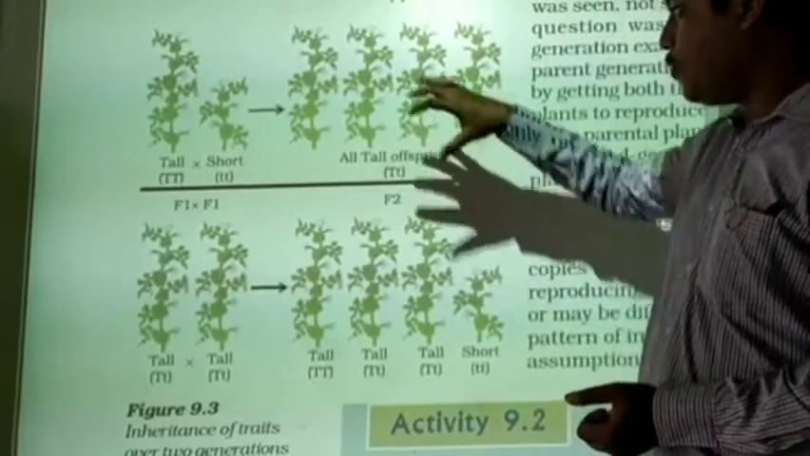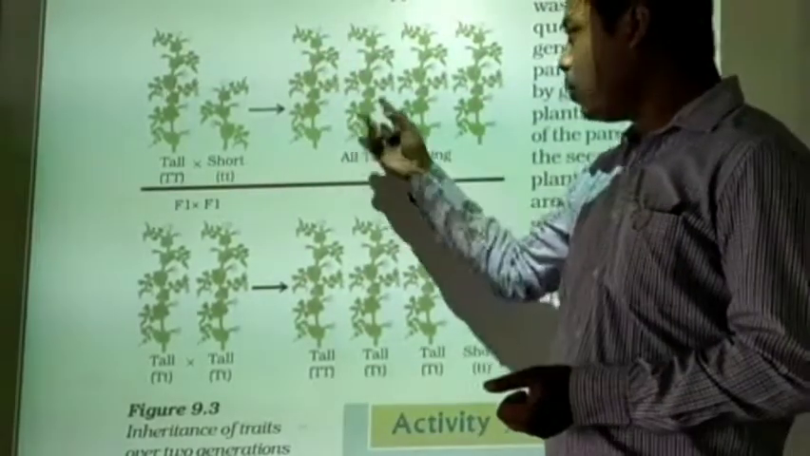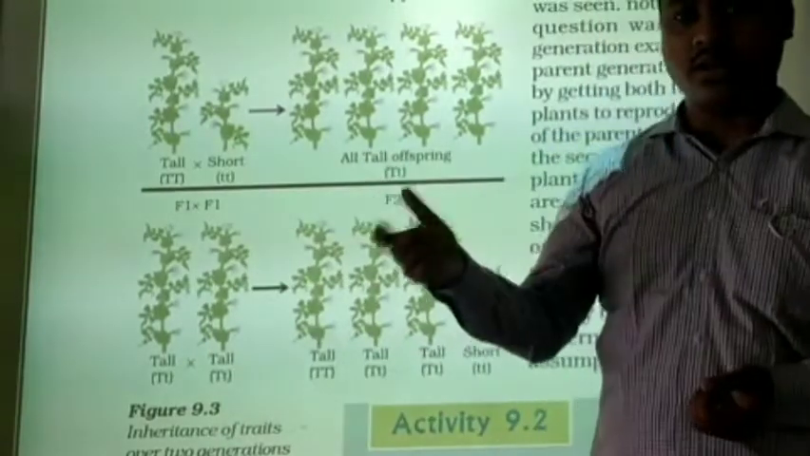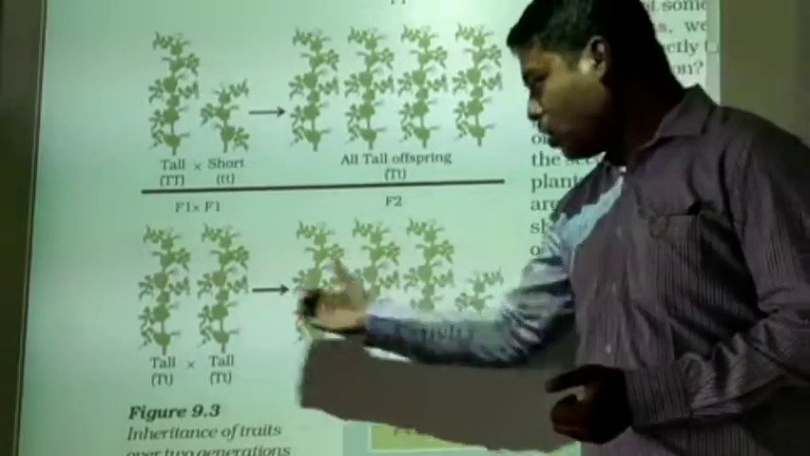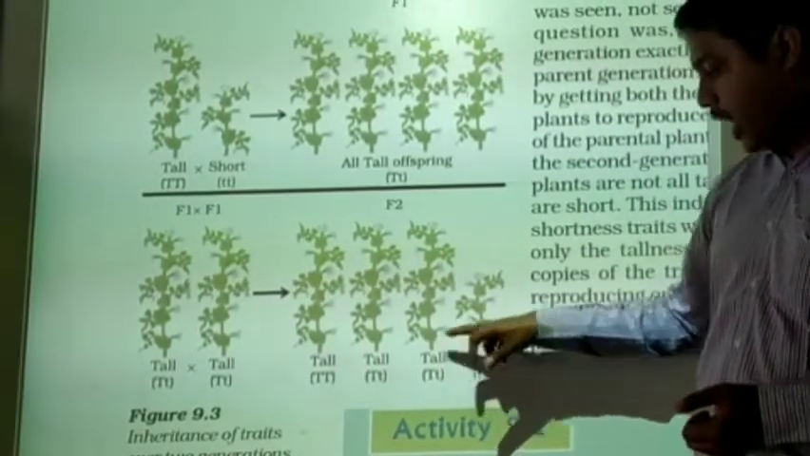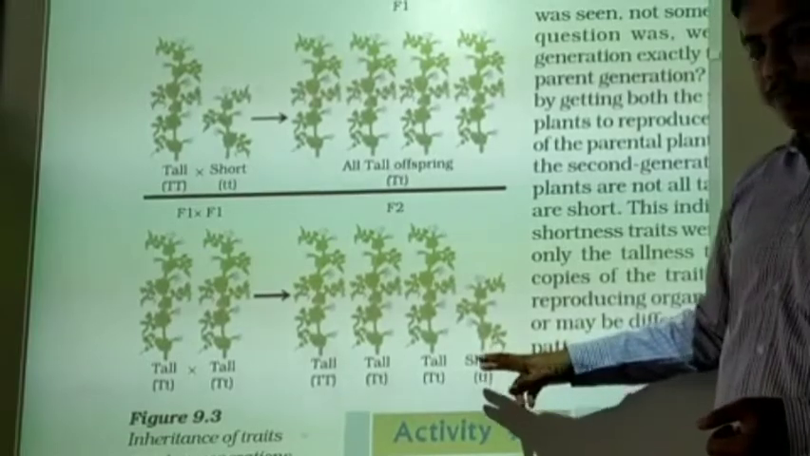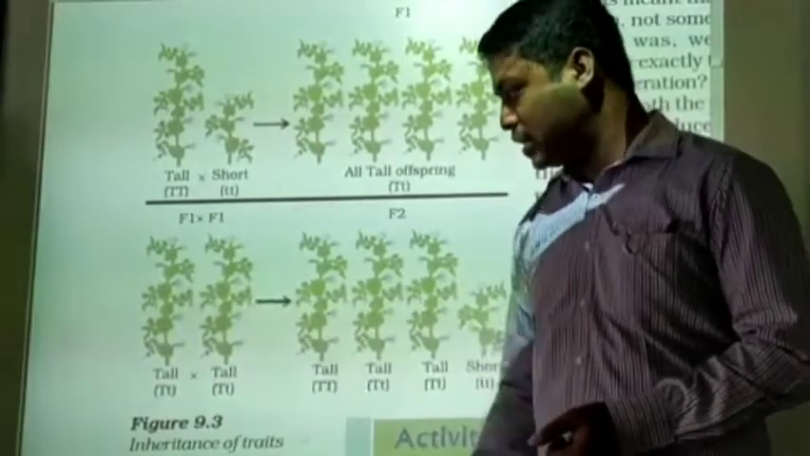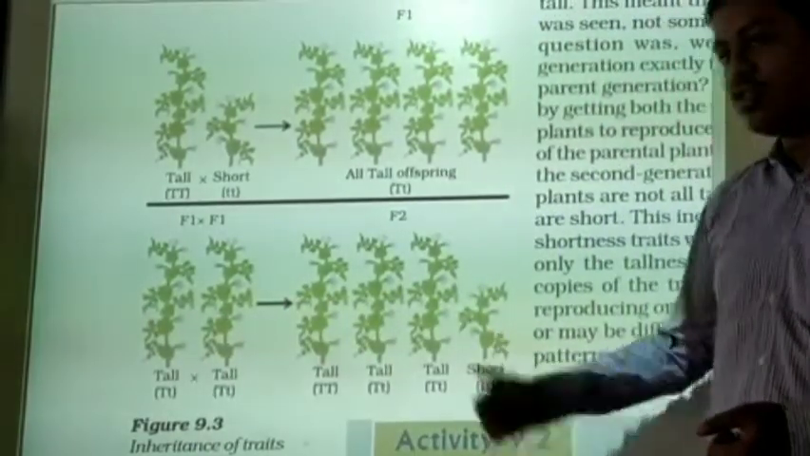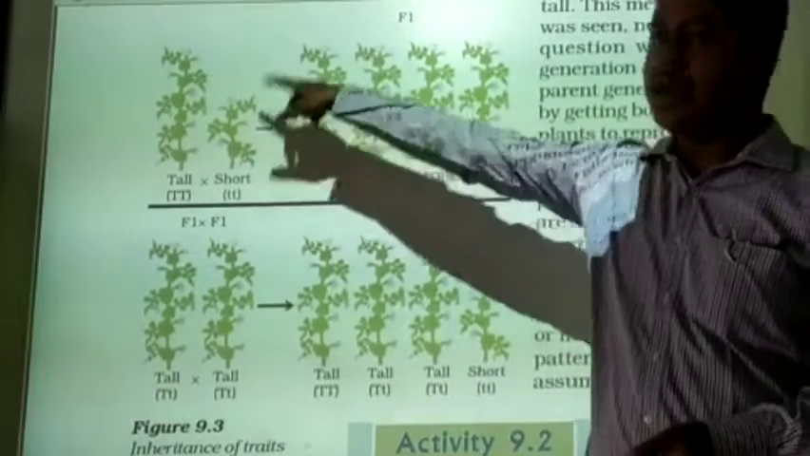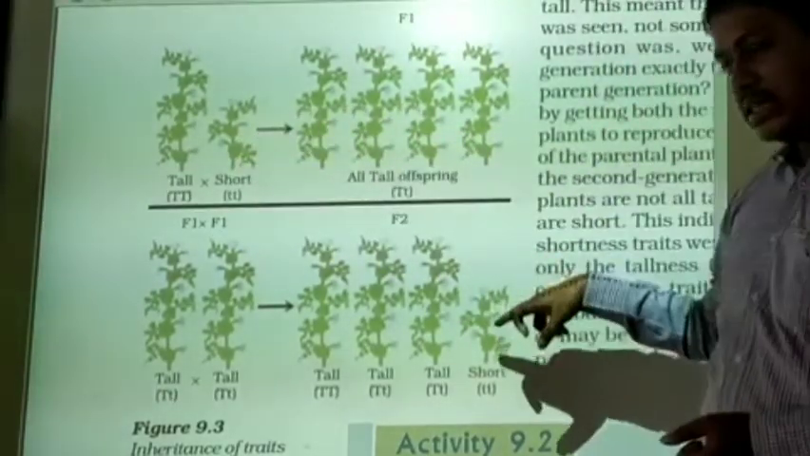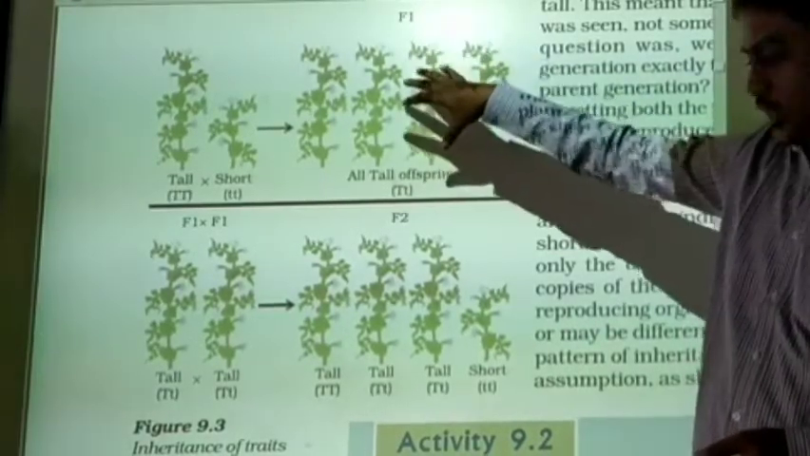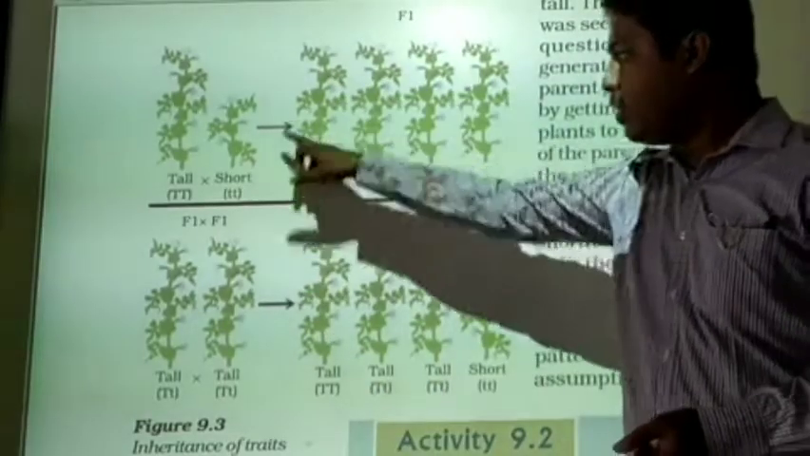After that, from these 4 plants, he has picked 2 plants. These 2 plants he has picked up, and he has left them for self-pollination. When he left them for self-pollination, he got 3 tall plants and one plant that was short. Why? Both the plants were tall when he did the self-pollination, but from where has this short come? This short has come from the ancestor, because this short gene is already present in the tall offspring, that is in the first generation. So this is the second generation and this is your first generation.